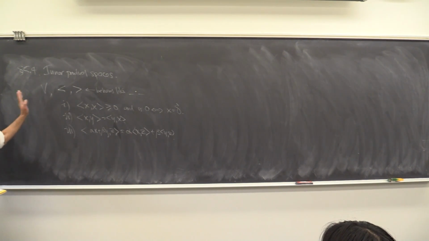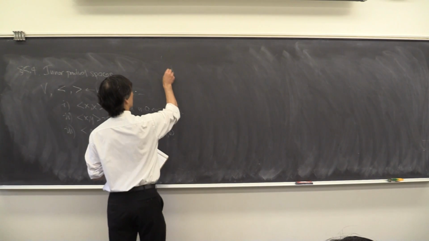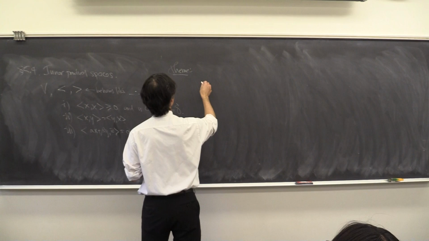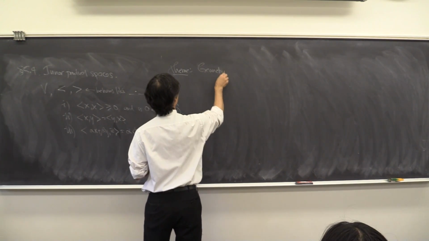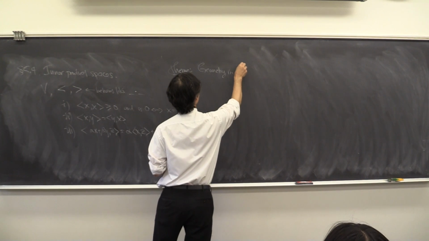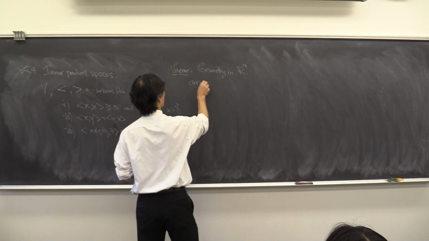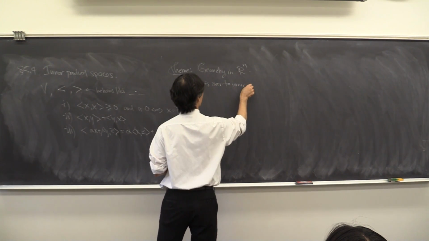So that's what an inner product is, and we gave some examples. And so the theme is basically that the geometry in R2, in Rn carries over to inner product spaces.